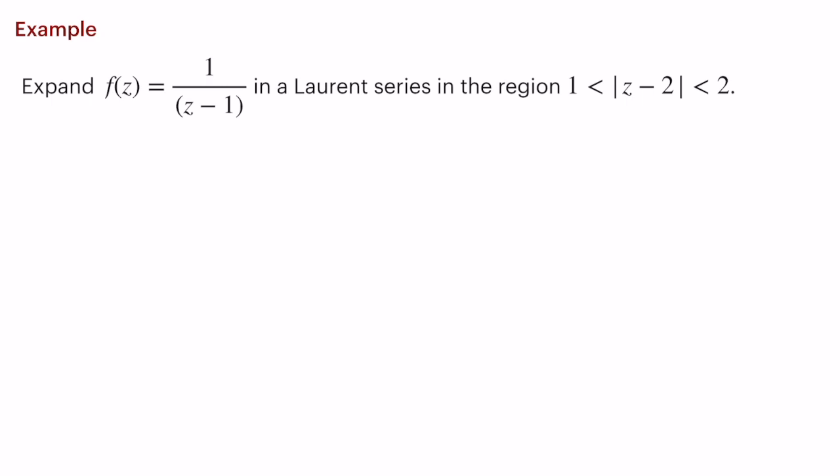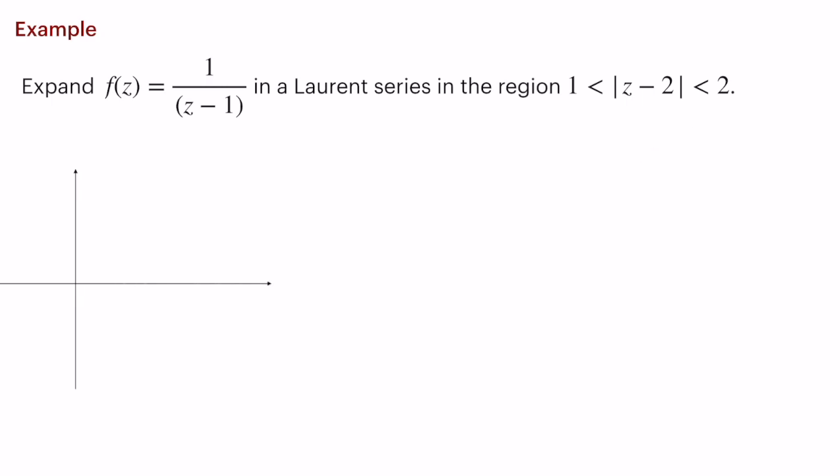What we often do is the simplest way of expanding such a thing, using the binomial expansion. You have to suitably adjust to get the proper binomial expansion. Let's look at the example. Let's expand the function f of z is equal to 1 by z minus 1 in a Laurent series in the region between 1 and 2, and that is what we are interested in.